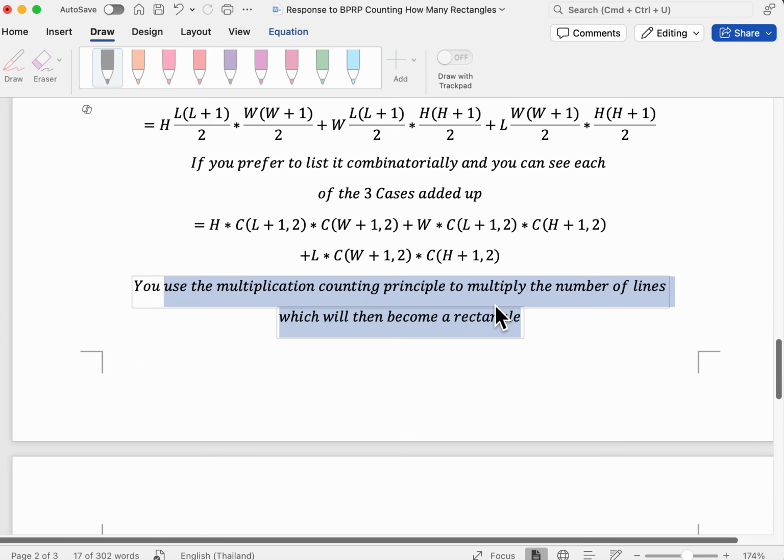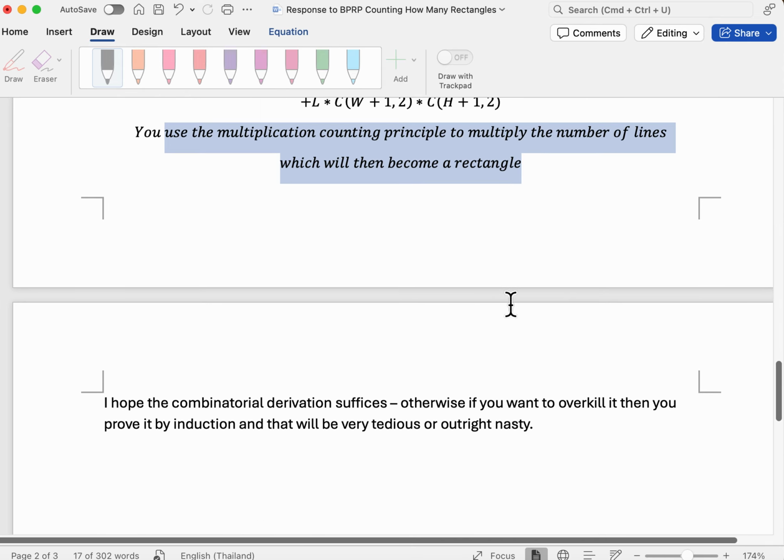Now, if you want to overkill this, you could then go and use induction, but I would recommend against it, as that is a very, very ugly process.